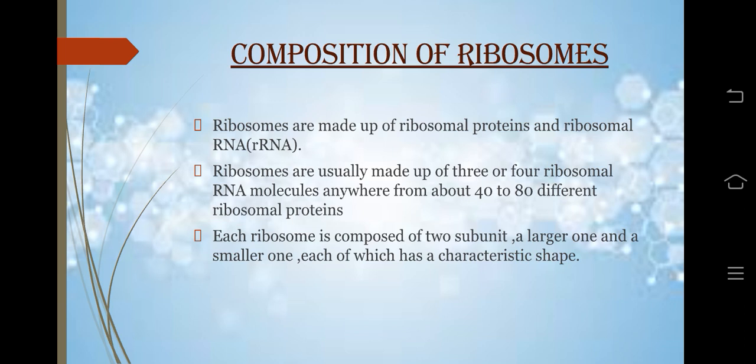Composition of ribosome. Ribosomes are made up of ribosomal proteins and ribosomal RNA. Ribosomes are usually made up of 3 or 4 ribosomal RNA molecules and anywhere from about 40 to 80 different ribosomal proteins. Each ribosome is composed of 2 subunits, a large one and a smaller one, each of which has a characteristic shape.